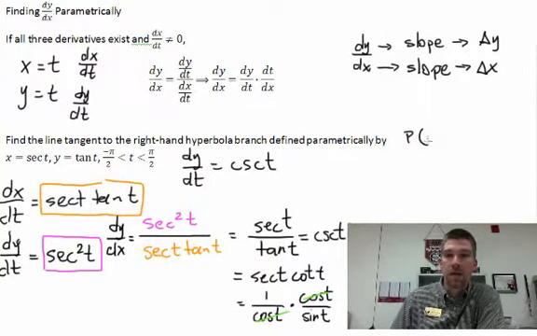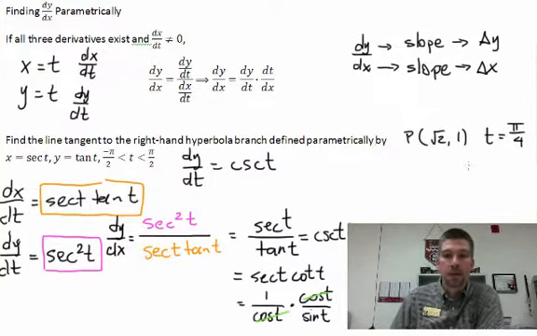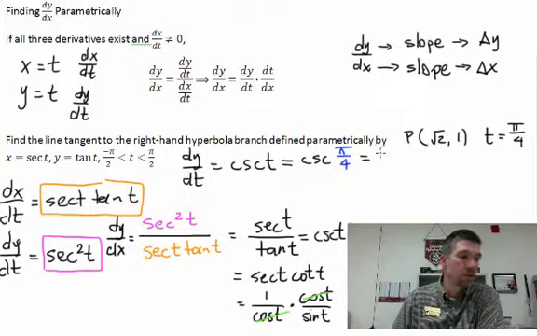Let's say we've got a point that is square root of 2, 1, and let's say we're interested in t equals pi over 4. If I know what my slope is, then I can find the slope of my line by putting pi over 4 in for t in the cosecant of t. And when I do that, this becomes the cosecant of pi over 4. And what does that equal? Well, that's equal to 2 over the square root of 2, which reduces to the square root of 2.